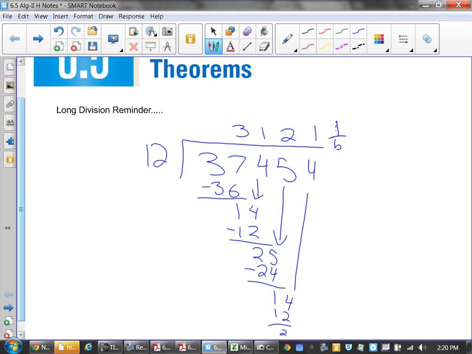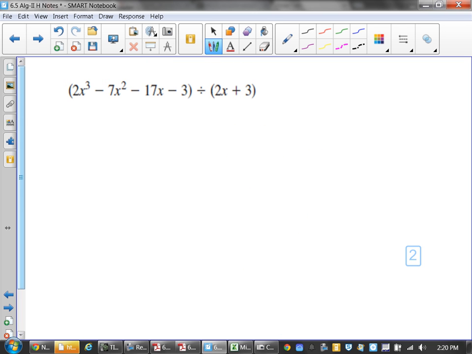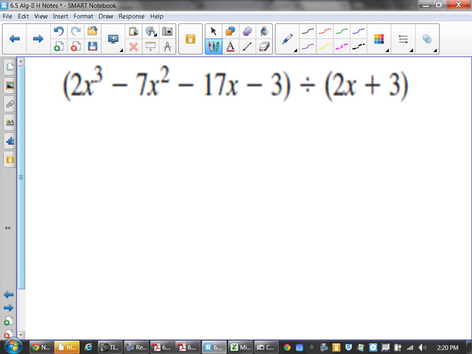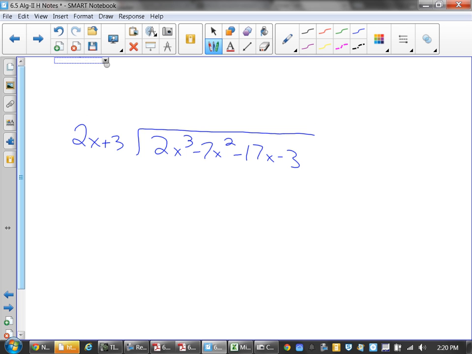And you were happy when you were able to solve that because you were one step closer to being done with your homework. What changes now is that we're going to work with polynomials. When you see these problems written out, your book writes them horizontally. Please write them into that division symbol right off the bat. For example, if I'm reading this, I'm going to write 2x plus 3 goes into 2x cubed minus 7x squared minus 17x minus 3, and I'm going to write it like that.